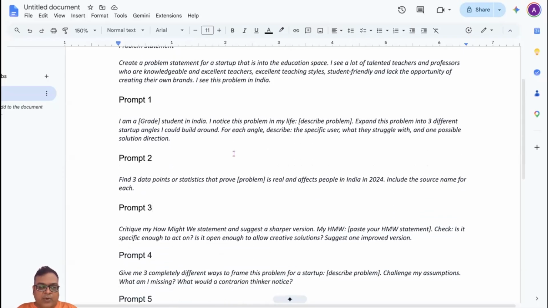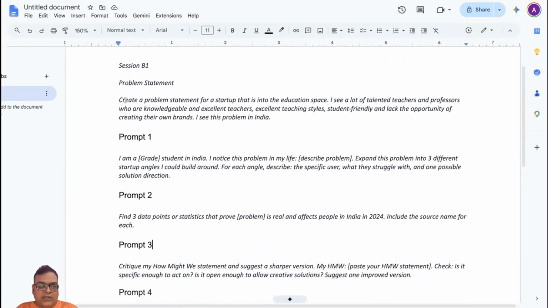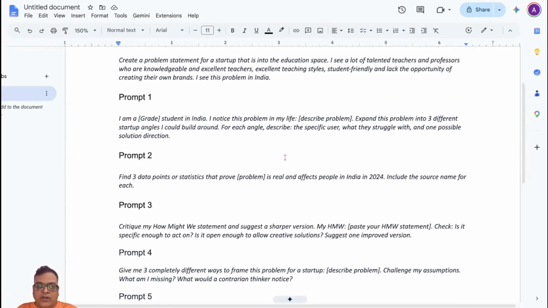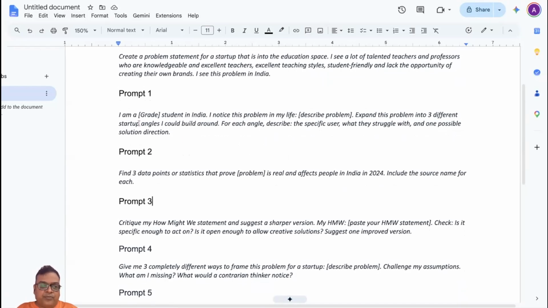Okay, so here are the prompts that I've created. These prompts are very simple. For the problem statement, what I'm mentioning is: create a problem statement for a startup that is into the education space. I see a lot of talented teachers, so some idea I have, and that's what I have presented. Prompts 1, 2, 3, and 4 are basically from your first session, the problem statement. Let's see how it actually goes.